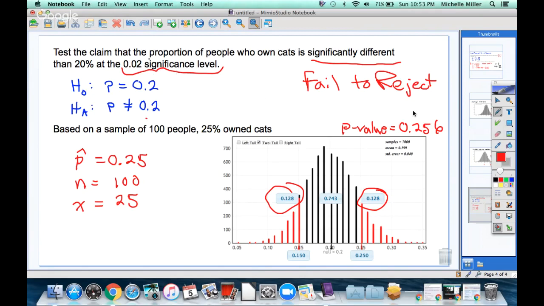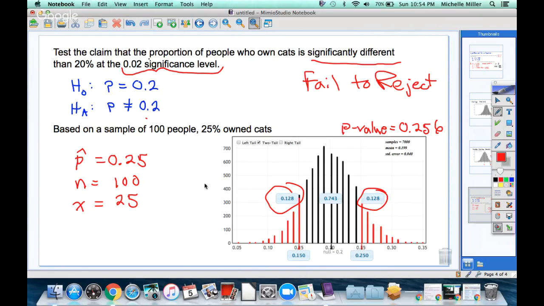In this case, this is way above, right? So we failed to reject. So we have no evidence that the proportion of people who own cats is different than 20%. So does that mean you have to accept it's 20%? No, go do some more research if you really believe it's not. But this particular sample does not give us enough evidence that it's different. It's close enough. 25% is close enough to 20% in this context.